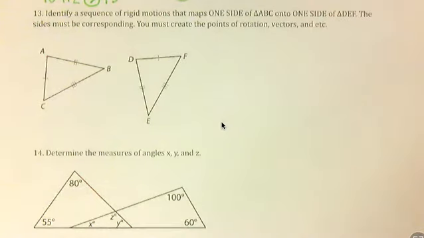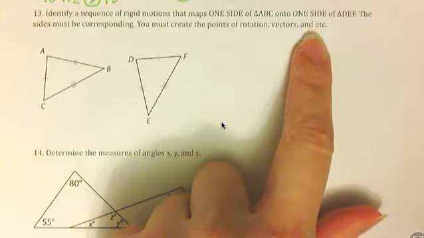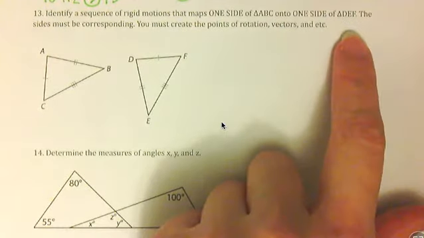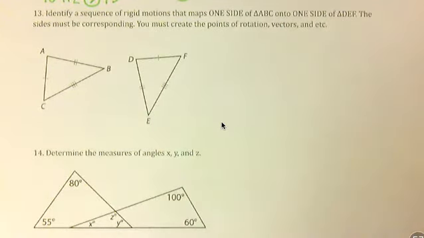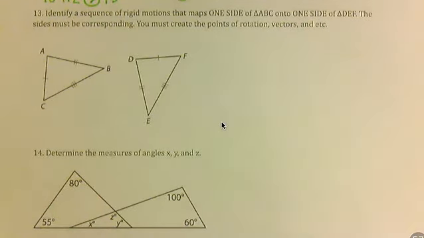Identify a sequence of rigid motions that maps one side of triangle ABC onto one side of triangle DEF. The sides must be corresponding. You must create the points of rotation, vectors, and etc. So the first sentence was the directions. I added the other stuff because I wanted you to recognize that you have to come up with this stuff on your own. Now, I'm looking for a straight edge around here.